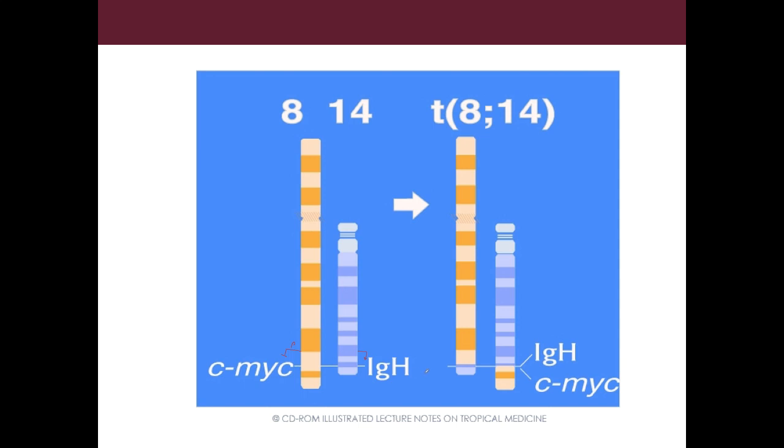Now what happens sometimes is that c-Myc and IGH can have a translocation. And in this particular one, what happens is IGH moves over here and c-Myc moves over here. But the promoters don't move.